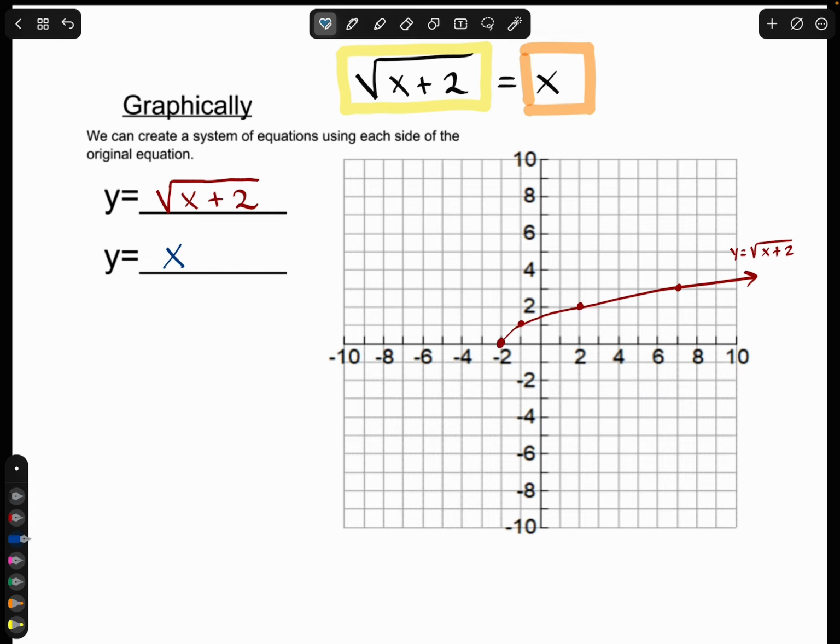And now we'll graph our second one where it's y equals x. Our y-intercept would be 0 and our slope is 1, so it should just go up to the right like this. And down to the left. I don't need to go all the way down because there's nothing happening down there, so we'll just go right up like this.